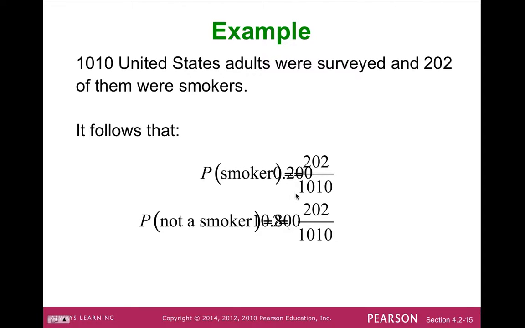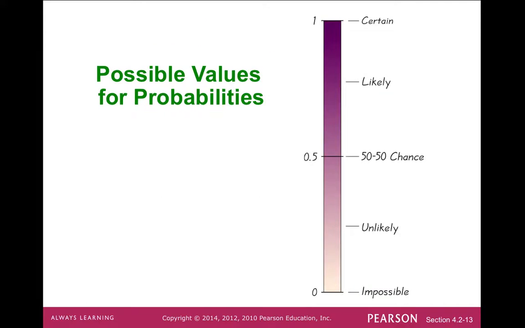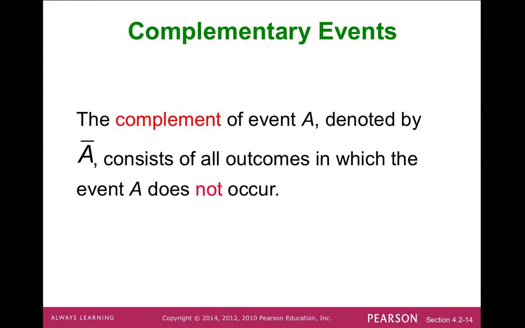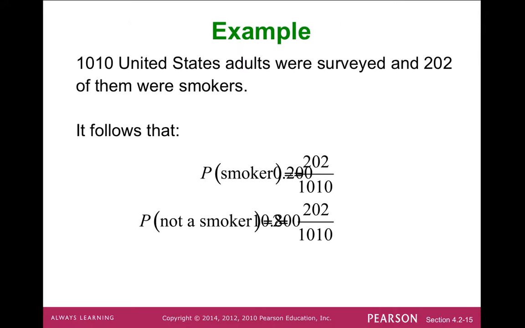And together, between 0.2 and 0.8, they add to 1, which we know by definition must happen based on what we saw right here. Probabilities always have to be between 0 and 1, and together, an event plus its complement must equal 1, which is exactly what we have in this case. The event is being a smoker, and its complement is not being a smoker, and when you add them together, they add to 1.